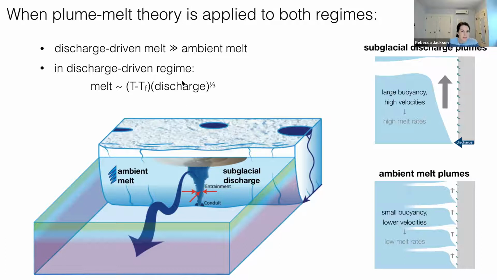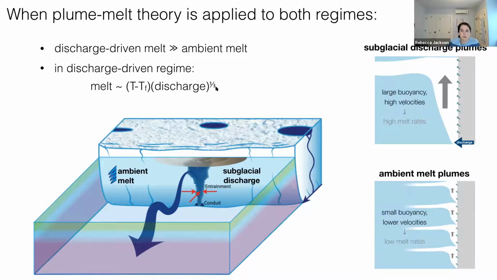And then the second thing we find when we apply this theory, and this has become an assumption for a lot of work that builds on this theory, is that melt should scale something like linearly with the temperature of the fjord waters relative to the freezing temperature, and then it should scale with the discharge flux to the 1/3. And in the literature, there's some variability in this 1/3 power, but it's pretty close to 1/3 in most studies.